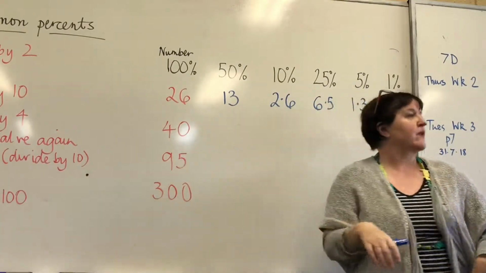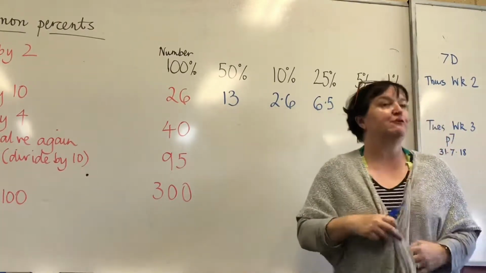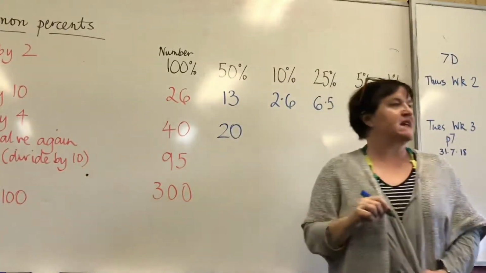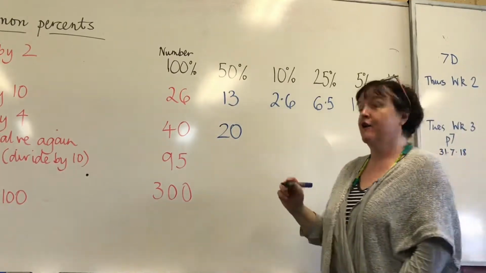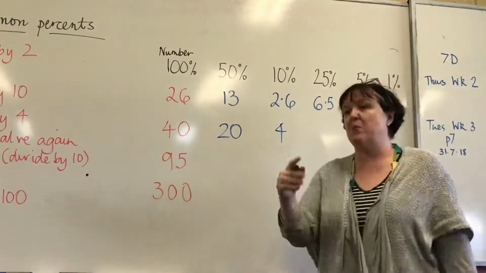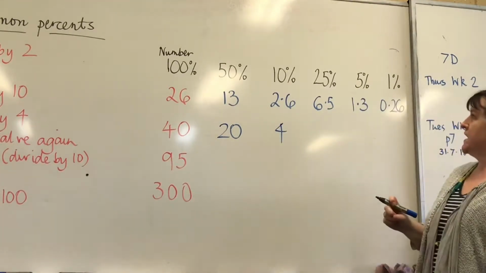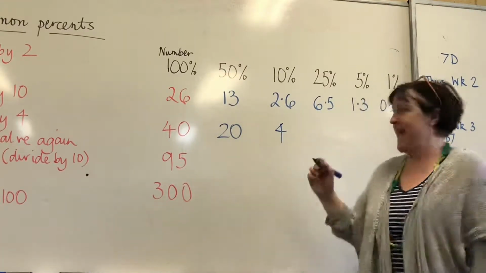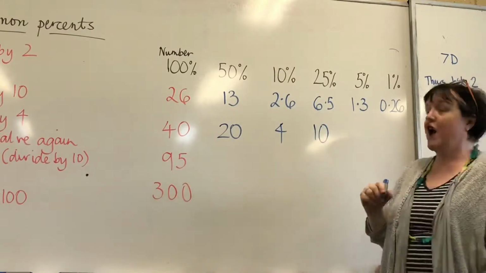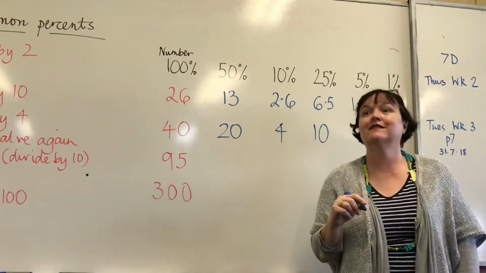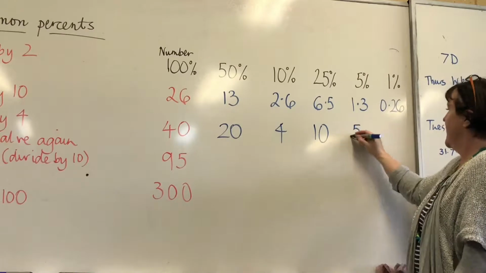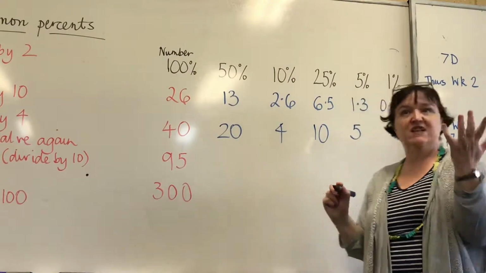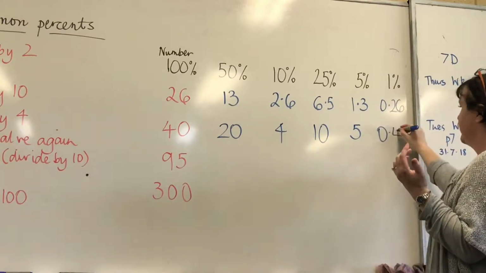Number 40 then. What's 50% of 40? Ashi? 20. Nice easy one. 10% of 40? 4.0. 4. Yeah, we don't need the 0.0, but it won't be wrong if you put it. 25% of 40? 10. Well done, Mackenzie. 5% of 40? 5. Brilliant. And 1% of 40? 0.4. Very good.